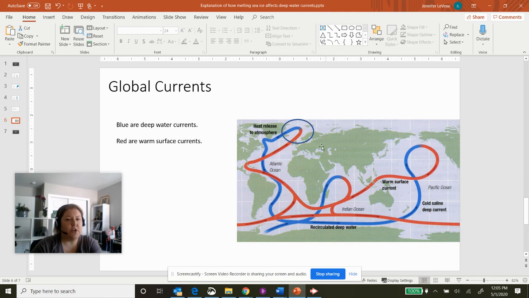So if the current needs dense water to sink, how does adding fresh water from the ice melting affect the ability of the current to sink?